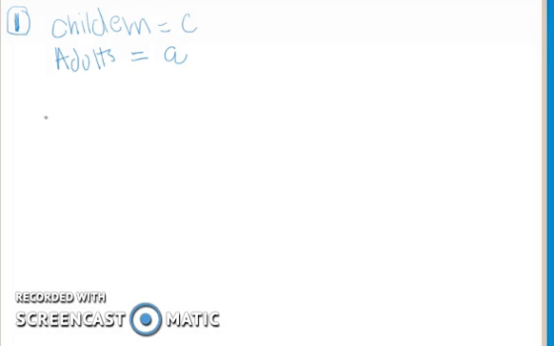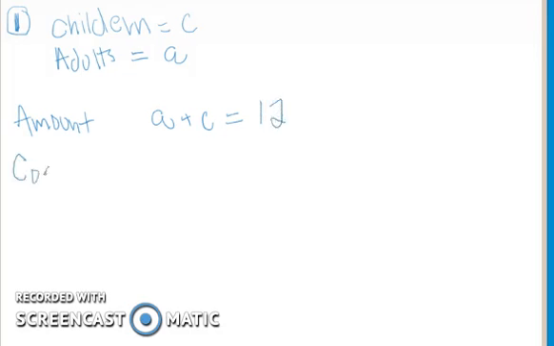I'm going to write two equations. The first equation is going to be a quantity, so an amount. So this is an amount. How many people actually went? Well, there were some adults and some kids, and there was a total of 12 people. So that's the amount.